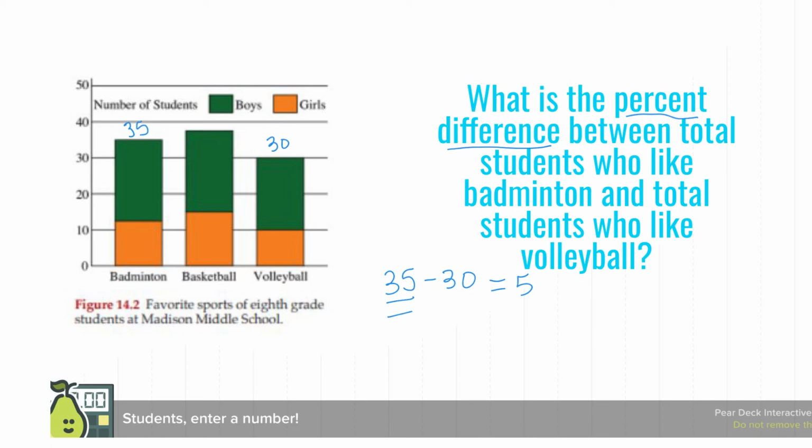And so then we have to figure out what percent 5 is of that initial amount, 35. So we need to take 5 and divide it by 35. When you do that on your calculator, you get 0.14 approximately. And so that would be about a 14% difference.